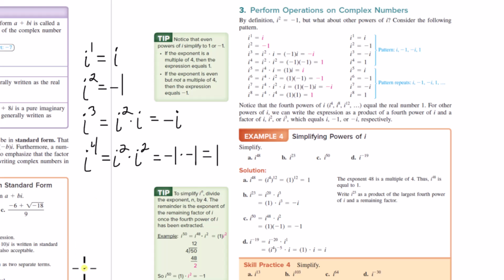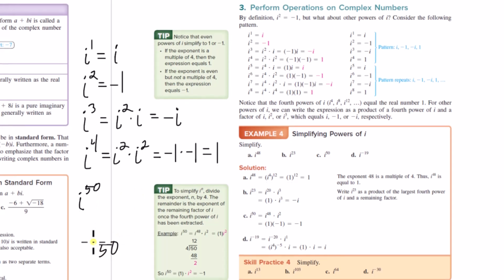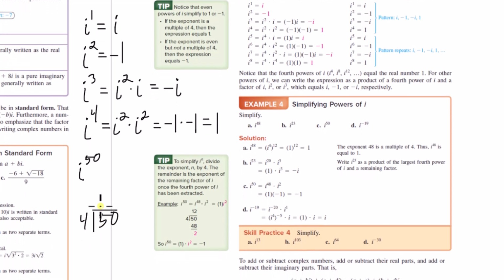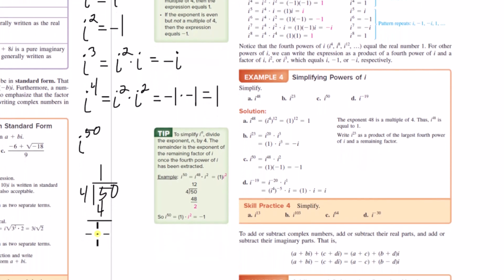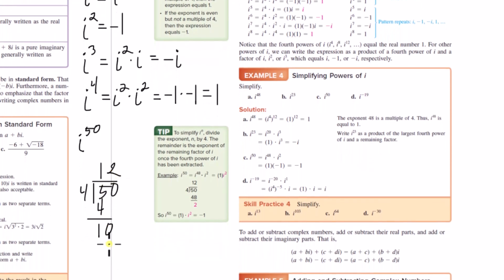So what we can do is separate, if we have like I to the 50th. Well, we see, is 50 divisible by 4, yes or no? If it's not, then there's going to be a number below 50 that's divisible by 4. So how do we find that? Well, we divide this by 4 and see what the remainder is. If the remainder is 0, then it is divisible by 4. The remainder is 2.